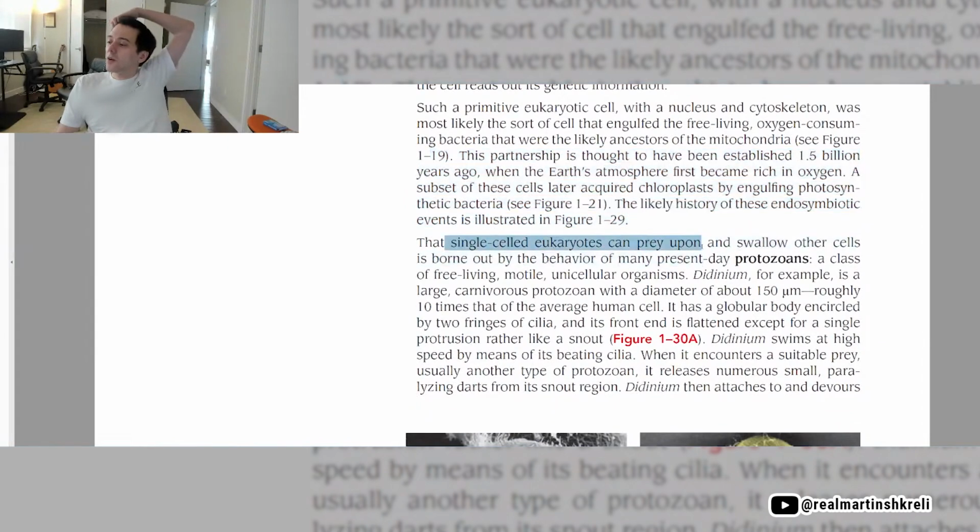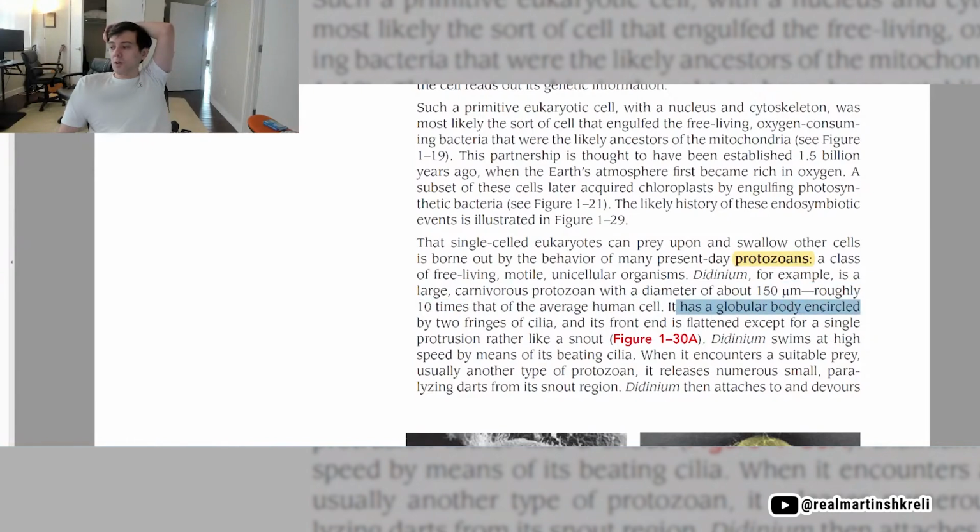That single-celled eukaryotes can prey upon and swallow other cells is borne out by the behavior of many present-day protozoans, a class of free-living motile unicellular organisms. Protozoans, very important. Didinium, for example, is a large carnivorous, I don't know if carnivorous is the right word, protozoan, with a diameter of about 150 micrometers. Fairly large, 10 times that of the average human cell.